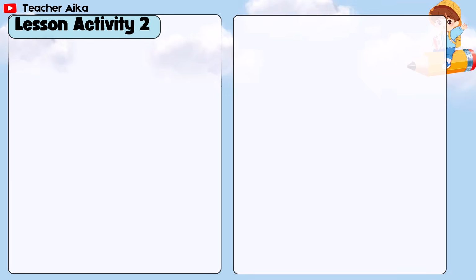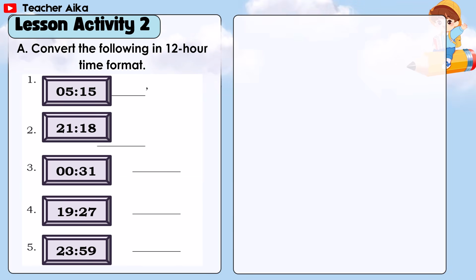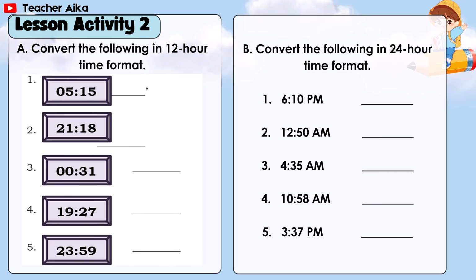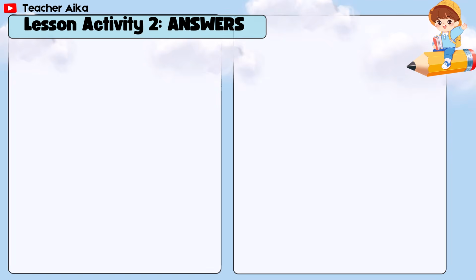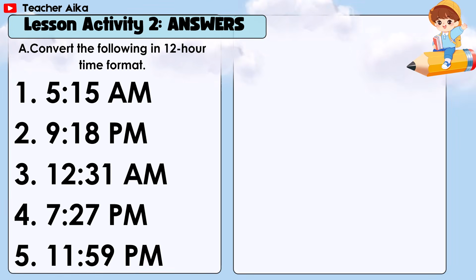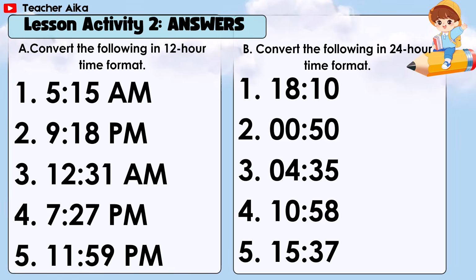Lesson activity number 2. A. Convert the following in 12-hour time format. We have 1 to 5. B. Convert the following in 24-hour time format. We have another set of 1 to 5. And here are the answers for letter A and letter B.